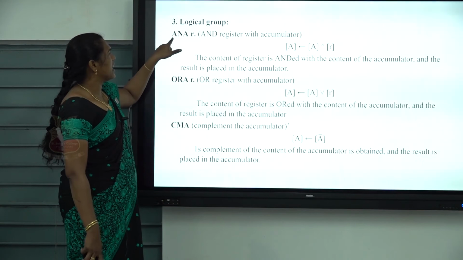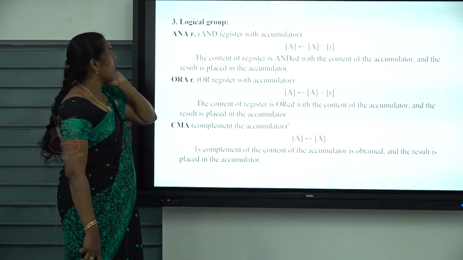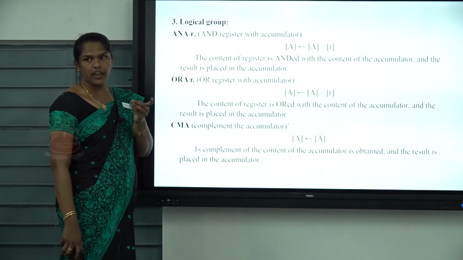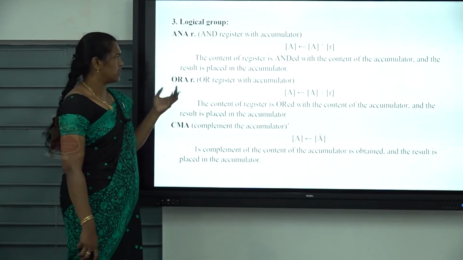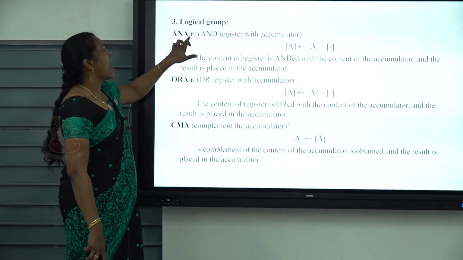This is AND gate, this is OR gate, this is NOT gate. Okay. So logical means logical operations like AND gate, OR gate, NOT gate and exclusive OR operations are done here. Okay. So ANA R means AND register.